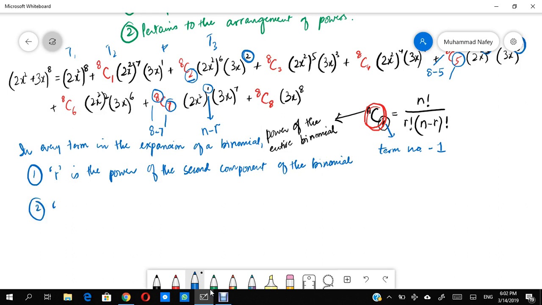And n take away r is the power of the first component of the binomial.